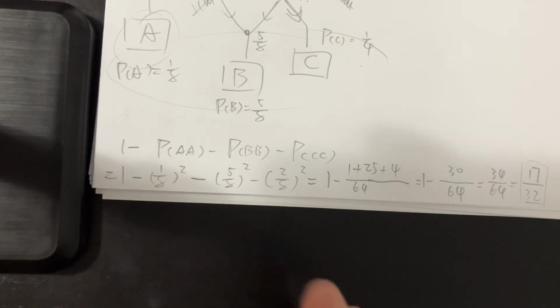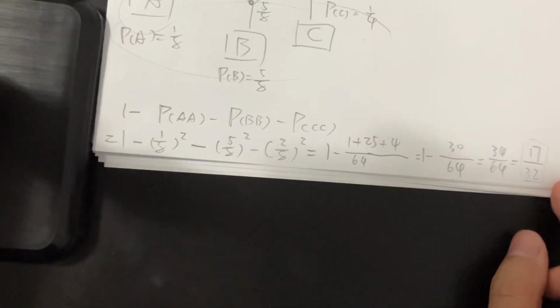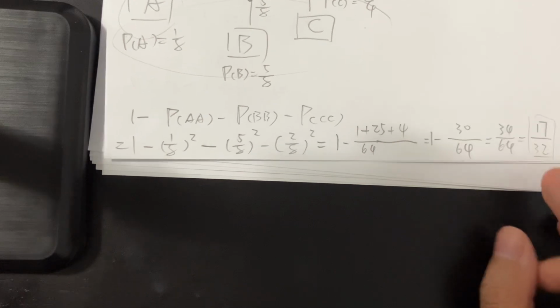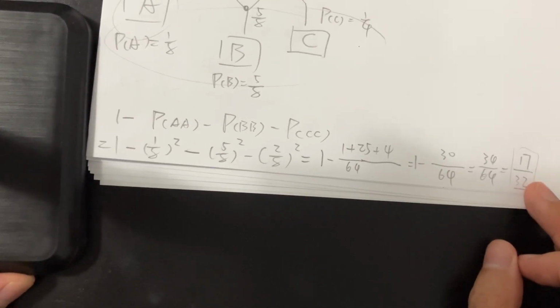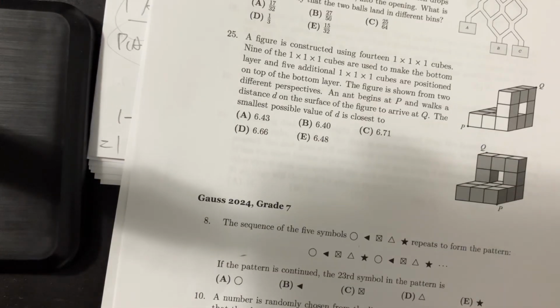You can do plus if you like, but I'm doing minus, as I said, to minimize calculation. And the answer is, again, 17 over 32, which corresponds to the first option.